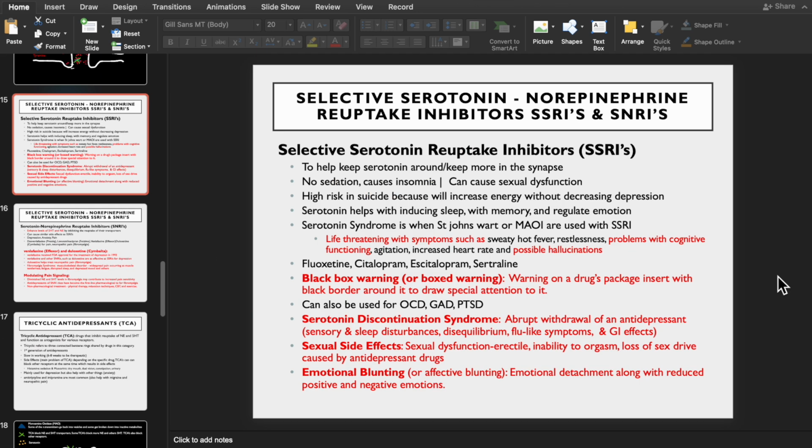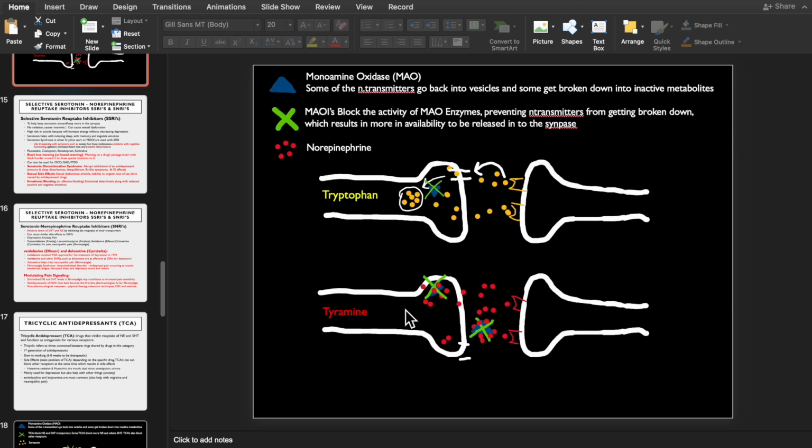SSRIs increase serotonin levels by blocking reuptake of serotonin transporters. The synapse is where neurotransmitters are truly effective. So if neurotransmitters keep getting taken back to the neurons, they're not actually doing any work, because we need them to stay here to work.